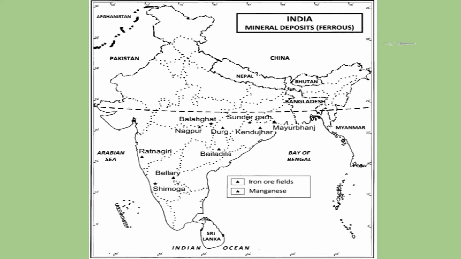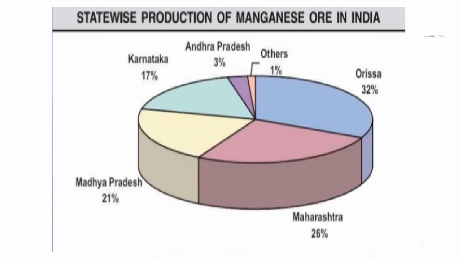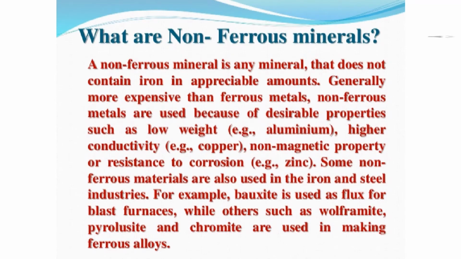In the given image you can see the India map of mineral deposits, ferrous ones, that is iron ore fields and manganese. Let's see state-wise production of manganese ore in India, and let's begin with Orissa. Orissa is 32%, Maharashtra 26%, Madhya Pradesh 21%, Karnataka 17%, Andhra Pradesh 3%, and other states together 1%.